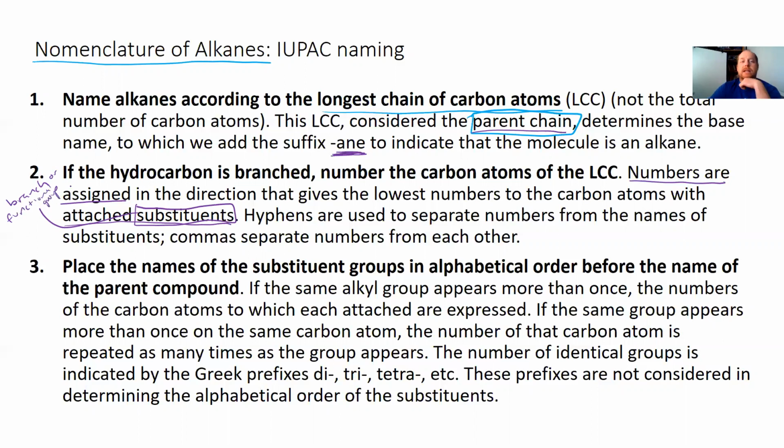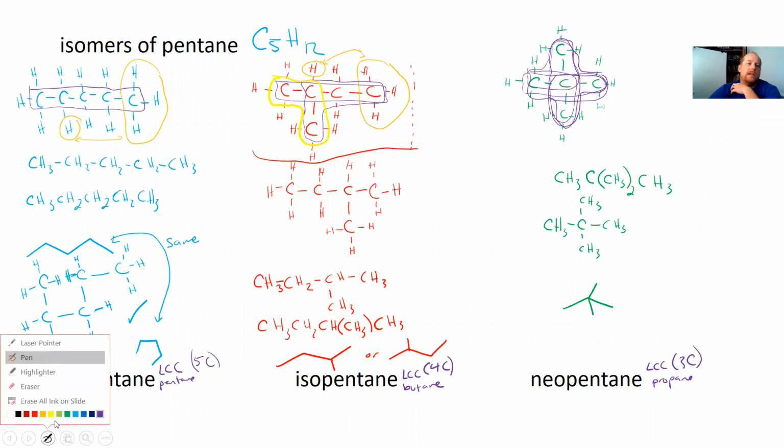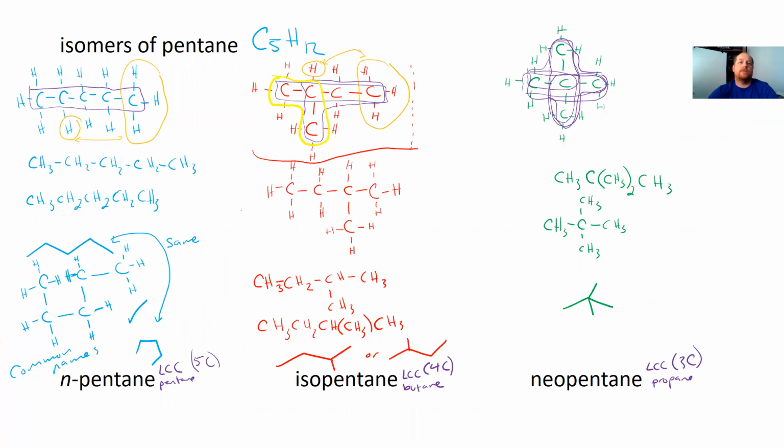Okay, that'll make more sense when we get to functional groups, why you can call it a substituent, a branch, or a functional group. So we're going to number them based on the lowest substituent. So for our n-pentane, we don't have to do anything else. It's just pentane, okay? For our isopentane, right, we can number it in a couple ways.